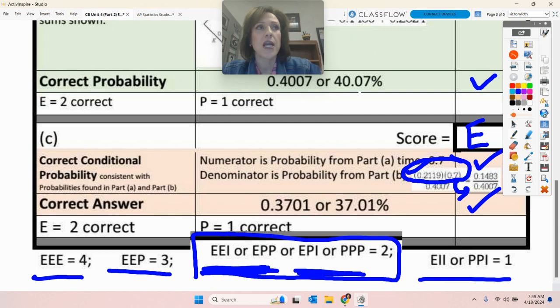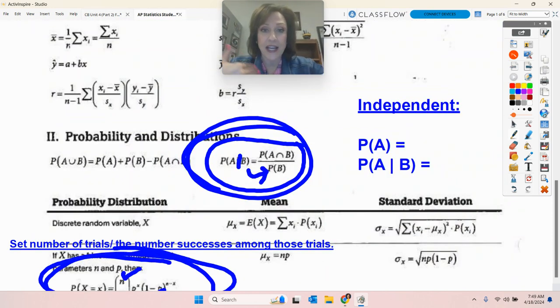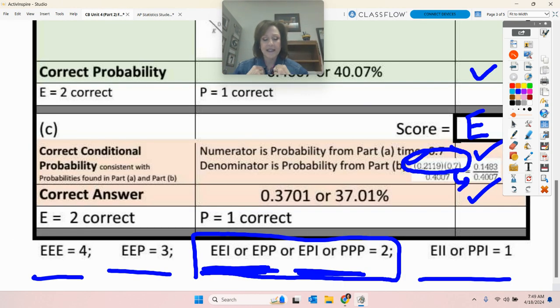So those are two very similar probability problems, recognizing all that conditional probability and finding it on the formula chart, recognizing the binomial and how to handle that and show the work on that. All right. So I hope that Unit 4, Part 2, helped you to do better on the free response probability problems on the AP exam this year.